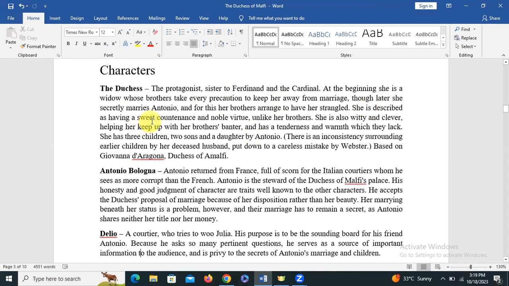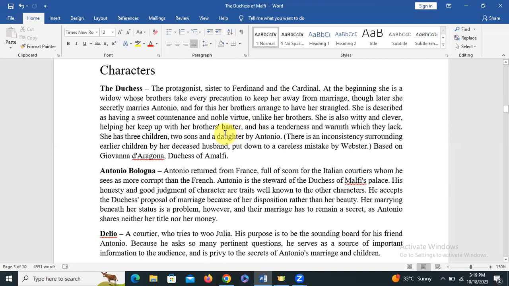She is described as having a sweet countenance and a noble virtue, unlike her brothers. Now there's a word, countenance. It is something related to your facial expressions, something related to your face. She's also witty and clever, helping her keep up with her brothers' banter. Banter, you can call it a kind of making fun of someone, because they laughed at her.